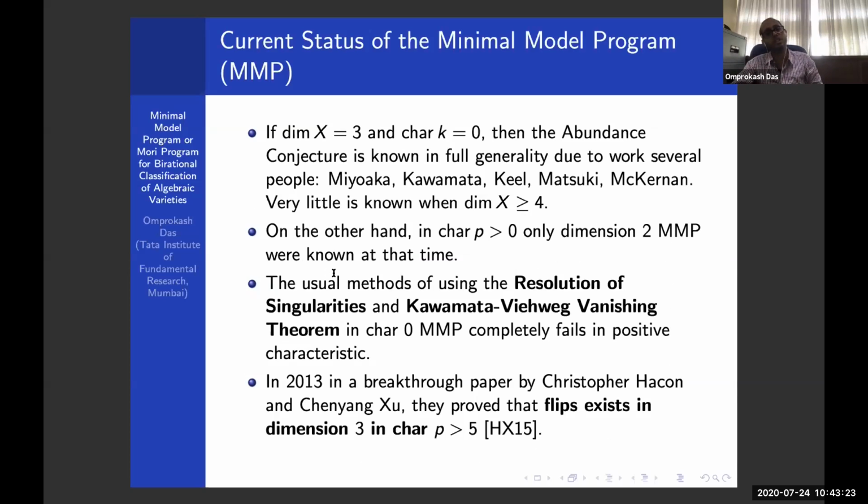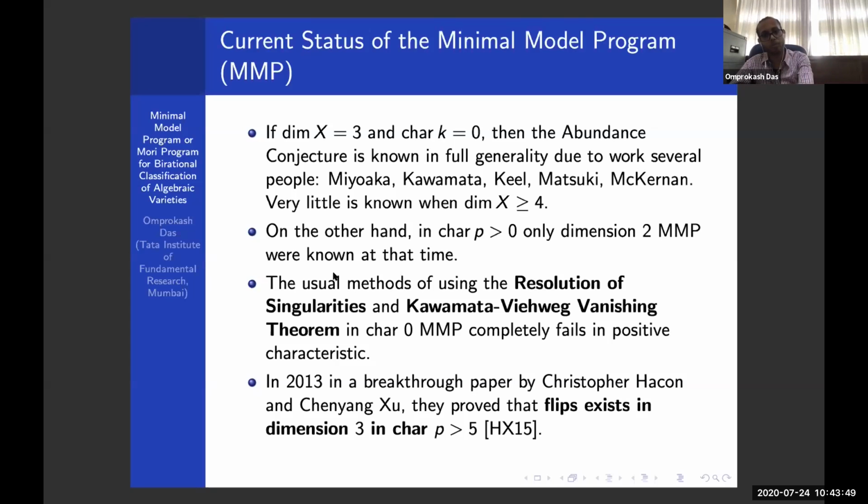In positive characteristic, there was another breakthrough in 2013 by Christopher Hacon and another author, Chenyang Xu. They showed that they can prove the existence of the minimal model program, flips, and termination of flips in dimension 3 in characteristic p greater than 5. This was done in a very interesting way using tight closure theory from commutative algebra, F-singularities. This was something very remarkable, with very new ideas.